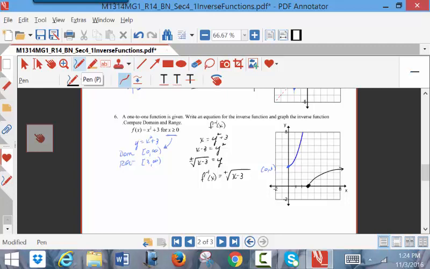Now, focusing on the graph of the black line, which I just graphed here, starting at 3, 0, what is the domain of my inverse function? What's my smallest x value?